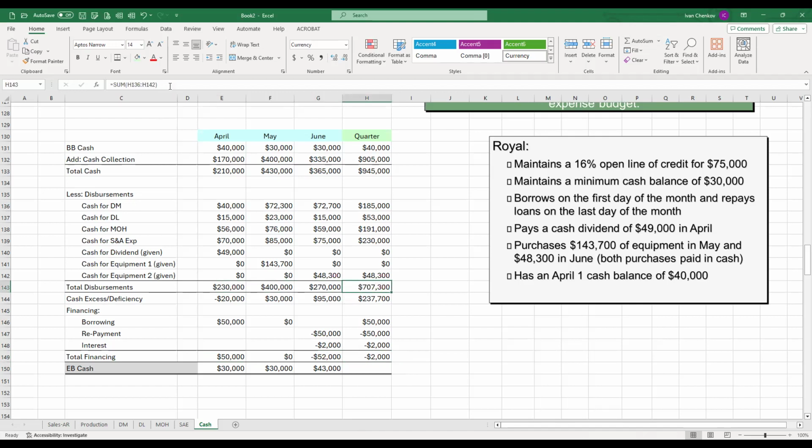I'm not correct in this number. Let me add some other numbers here. That number should go in this way. 950 is this, that's not the one. That's more accurate number. And now I have the ending balance 43. Make sense?